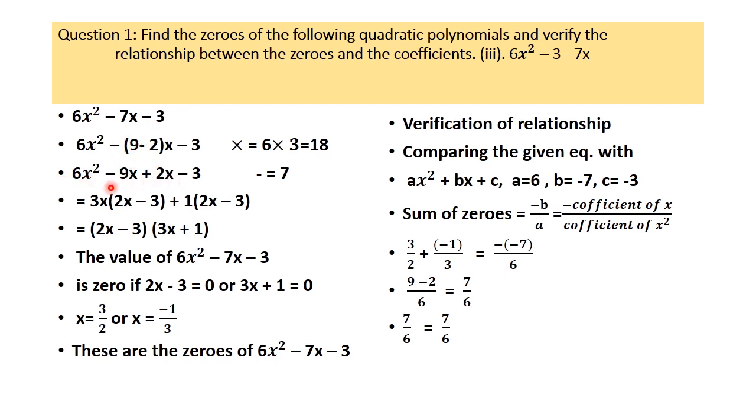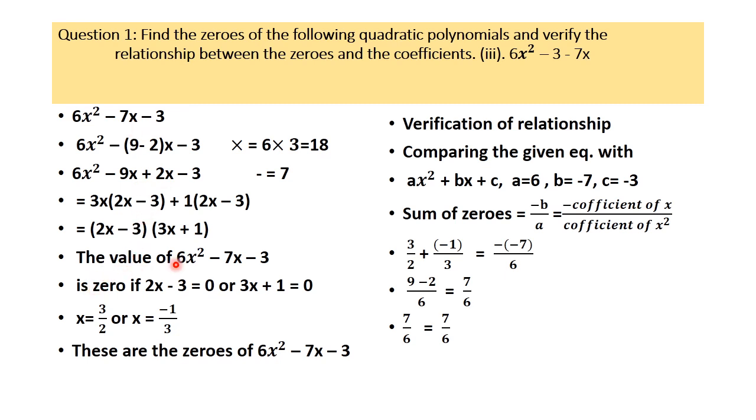Now we will take common between these two terms. Common is 3x. So 3 2s are 6, 2x minus 3, 3 3s are 9. Here, see, these are the same terms, and we will take common plus 1. Now the common factor is 2x minus 3, and here we are left with 3x plus 1. These are the factors of the given quadratic polynomial.